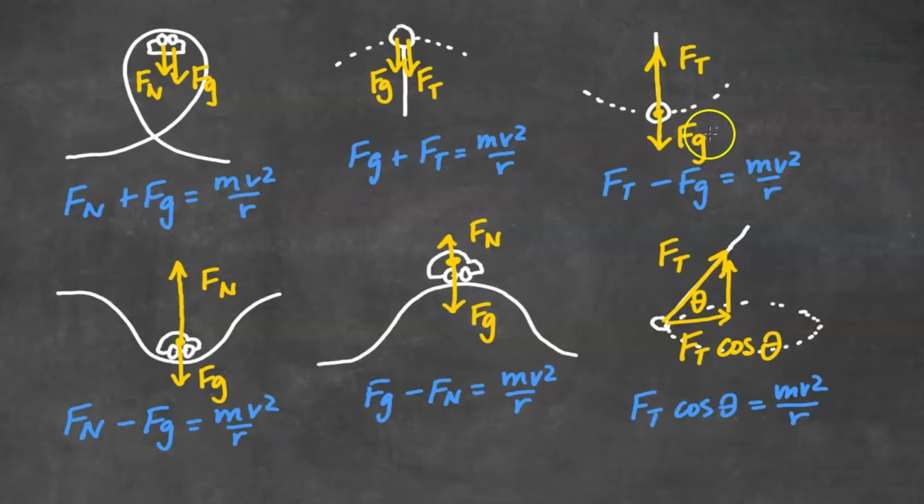Here we have the ball swinging in a vertical circle at the lowest point, and notice that the Ft is greater than Fg. That's because the net centripetal force needs to be towards the center, so we know Ft has to be greater than Fg. So the equation here is going to be Ft minus Fg equals m v squared over r. We're going to take the force towards the center minus the force away from the center. That's how you figure out how to write down the net force on the left-hand side.